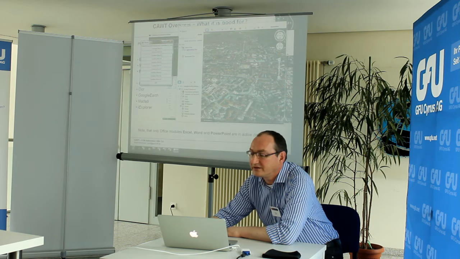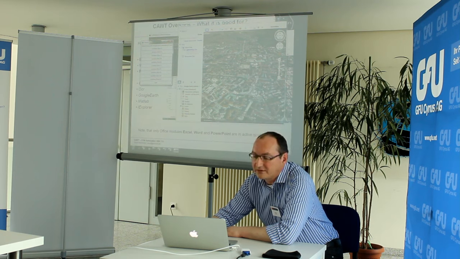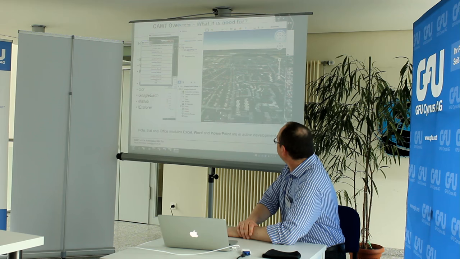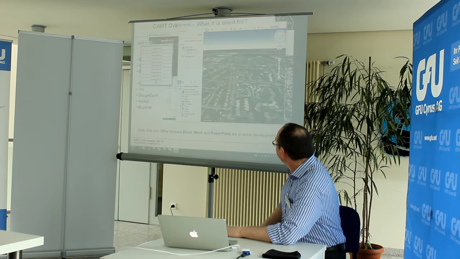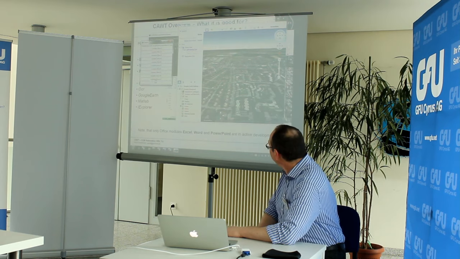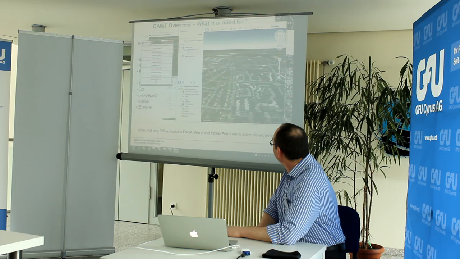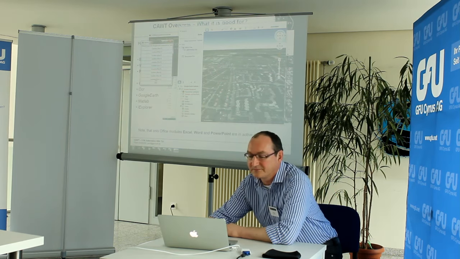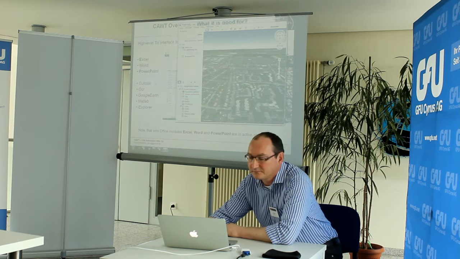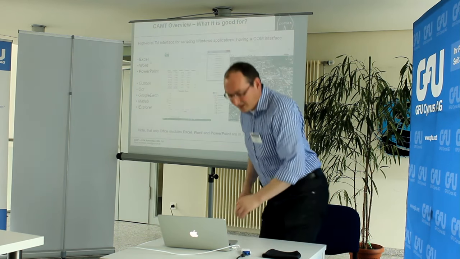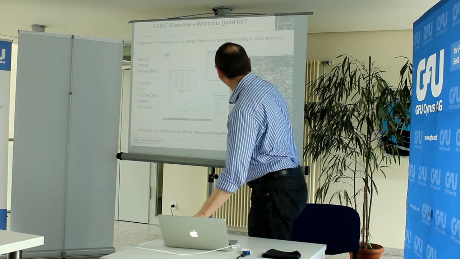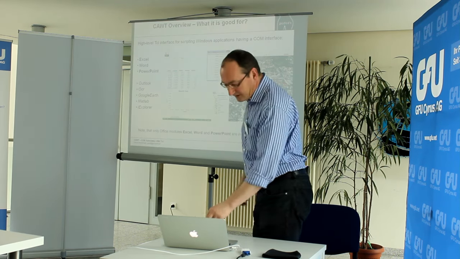So here we are in the inner town of Munich, and the last location would be where I live. That's in the southwest. It's, as you can see, the surrounding of Munich, so we are living a little bit more outside of Munich. So that's a small example of how CAWT can be used to automate different Microsoft applications.